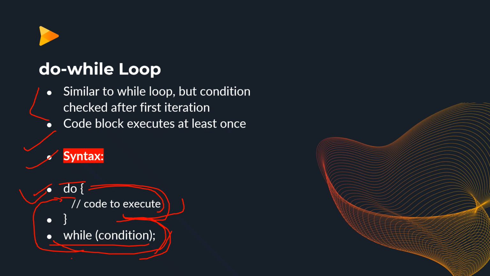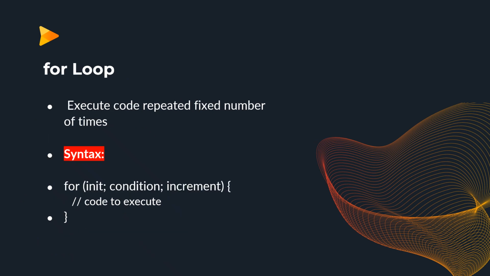So this is a do while loop. It will do this task first and then check the condition. We have already seen the example of the while loop, so it is also similar. Now we are going to see the for loop.